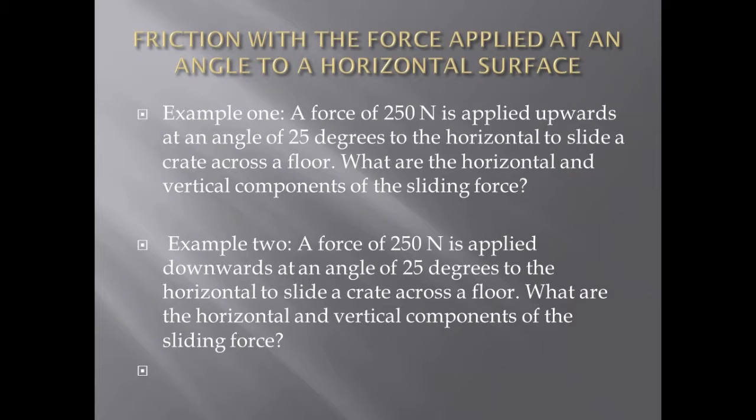Example 2. A force of 250 newtons is applied downward at an angle of 25 degrees to the horizontal to slide a crate across a floor. What are the horizontal and vertical components of the sliding force? As you'll notice, the force and the angle of inclination are the same as example 1, but in this case we are pushing down on the object, not pulling up.